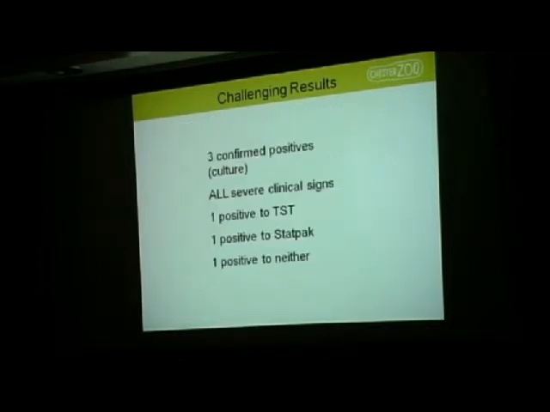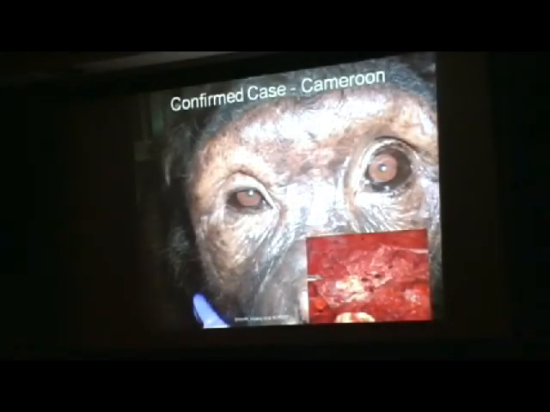So we only had 3 confirmed culture-positive animals out of 282 tested. All of these animals had severe clinical signs, so they were all clinically ill. 1 was positive on the skin test, 1 was positive on the StatPak, and 1 wasn't positive on either. You can't do statistics on a sample size of 3. The confirmed case of skin test positive, StatPak negative was this animal from Cameroon.